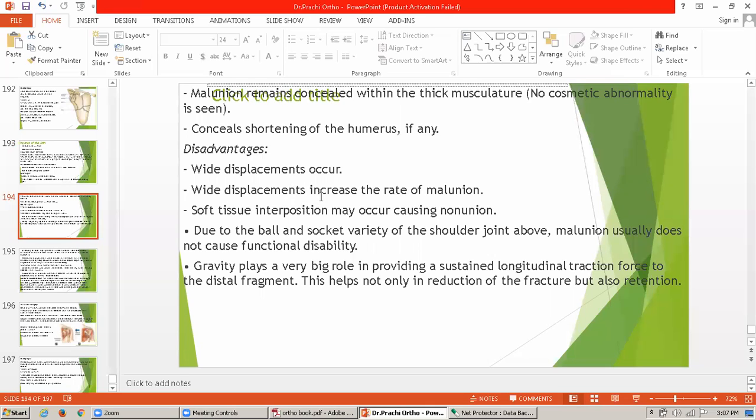Wide displacement increases the rate of malunion, and soft tissue interposition may occur, causing non-union. Due to the ball and socket variety of shoulder joint above, malunion usually does not cause functional disability. Gravity plays a very big role in providing a sustained longitudinal traction force to the distal fragment, and this helps not only in reduction of the fracture but also in retention.